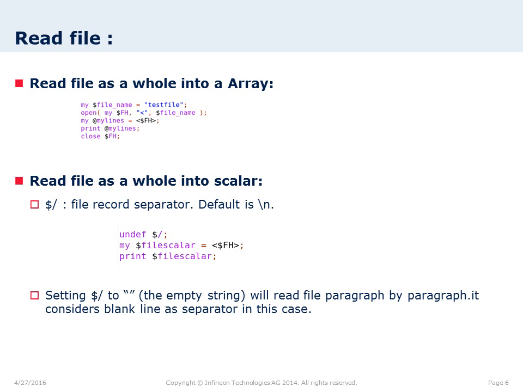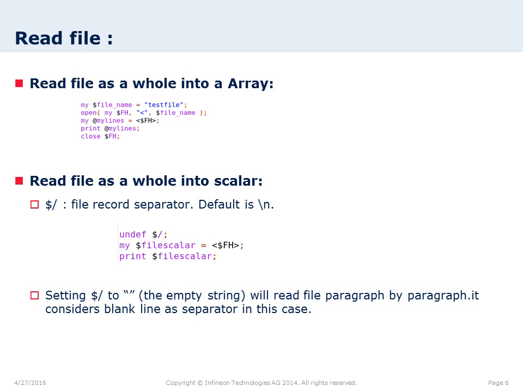The next approach is to read the complete file as a whole into a scalar. So here $/ is a variable which contains the file record separator. If you directly call my $file scalar equal to within the brackets $fh, it just reads one line because it considers $/, which by default is a new line character, and it ends there, so it reads only one line in a file. To avoid this, we need to undefine that, then it reads the complete content into the scalar.